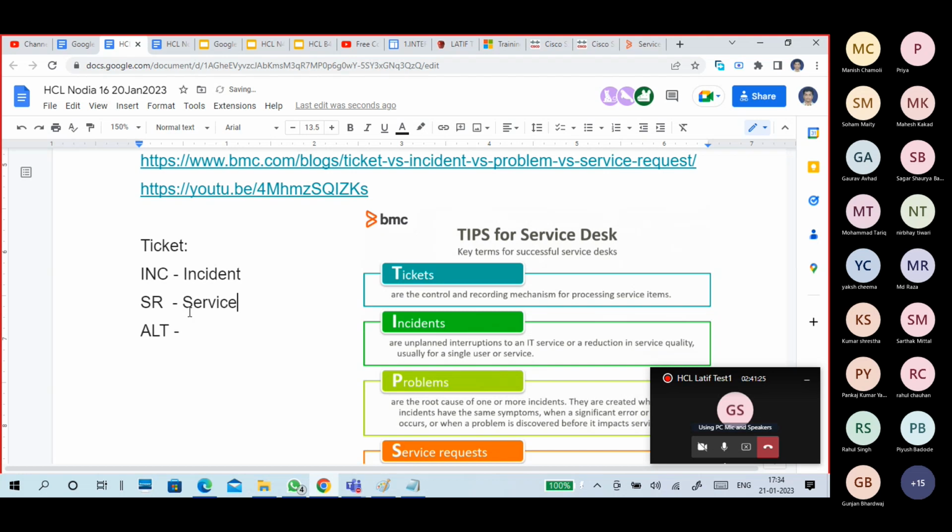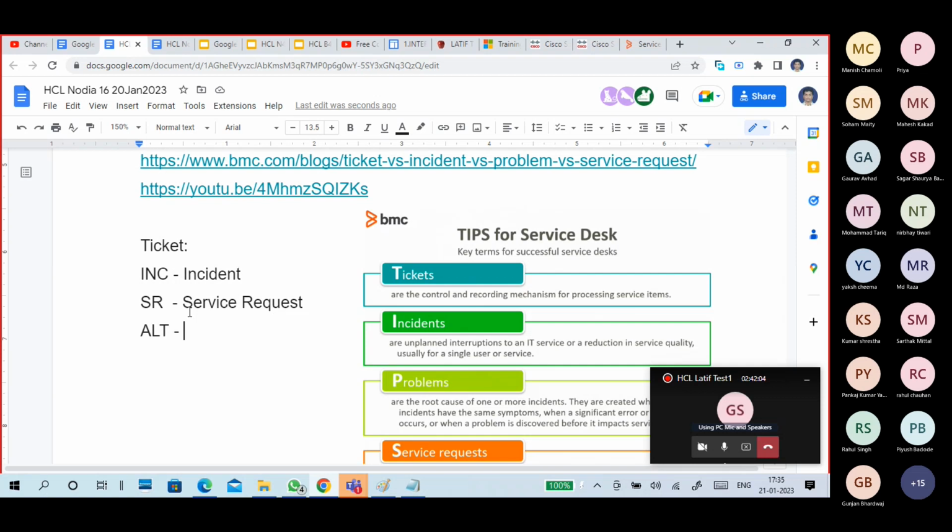SR means service request. For example, I want a VPN connection. I ask my service desk team, I want a VPN connection. When I went to our office for the first time, and yesterday also, one of the staff members wanted installation of Office 365 on the laptop. So they approach the service desk and request the installation. The service desk person does that.